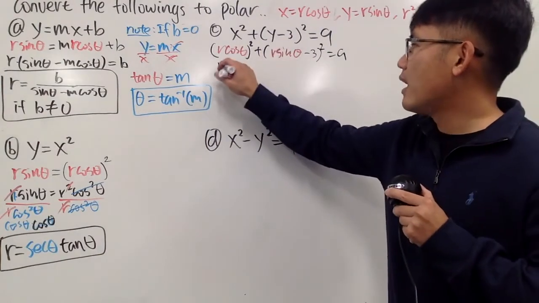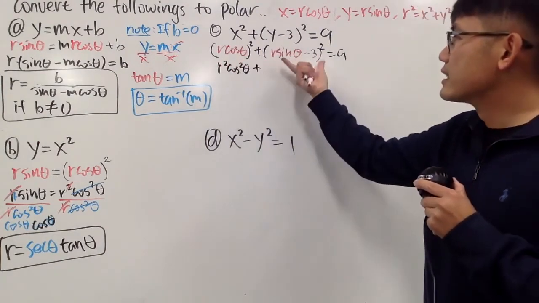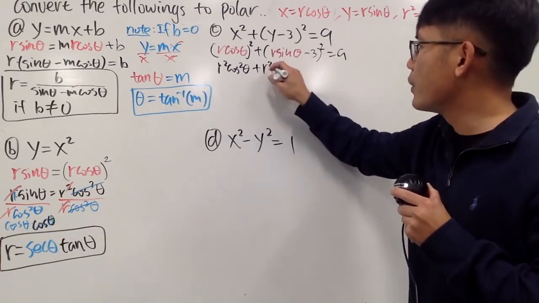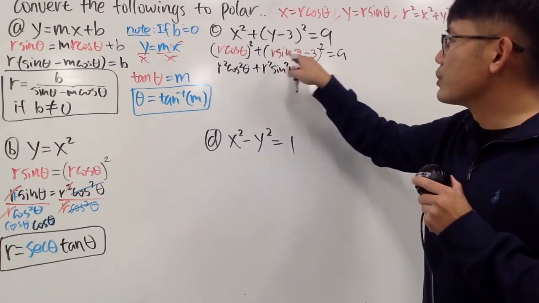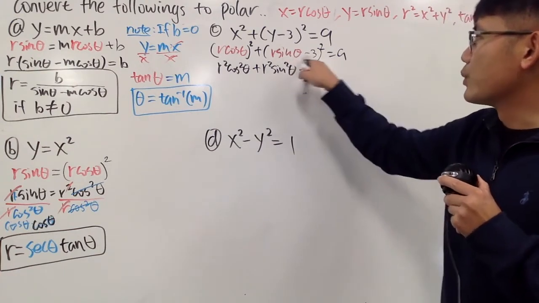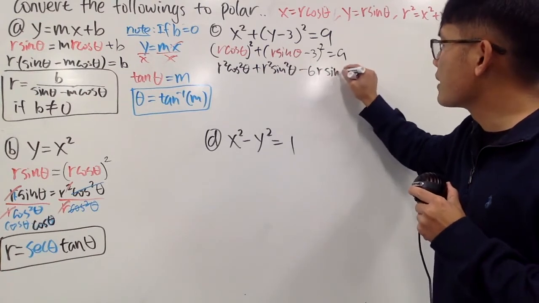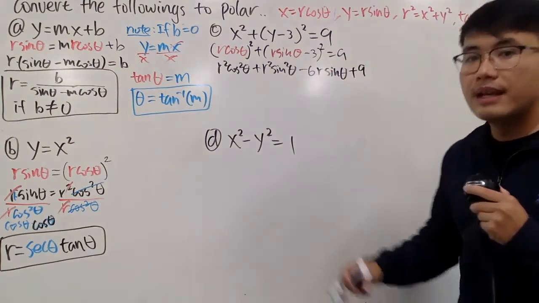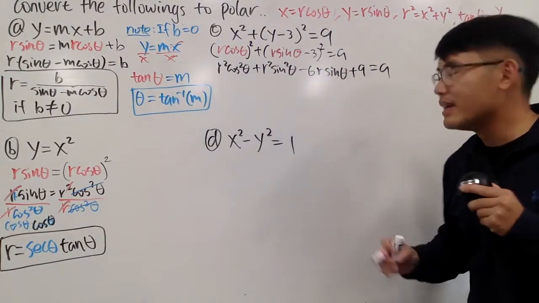This square, of course, is r squared cosine squared theta. That's nice. Okay. Square this binomial, right? So we have this square, which is r squared times sine squared theta, minus 2 times this and that. So that's why it's a minus, because that's a minus. So we have 6, right? 2 times 3 is 6. And then we have this right here, which is r sine theta. And lastly, we add this square, which is 9. And we have this equals 9 on the right-hand side.